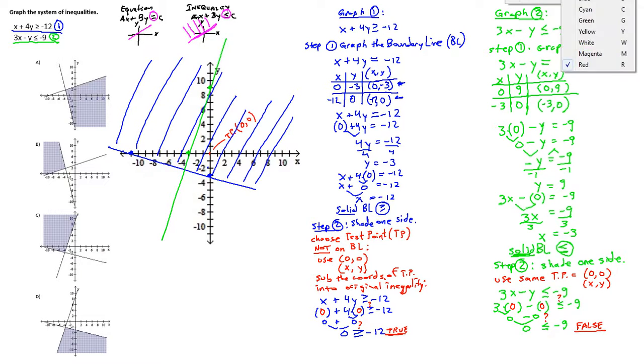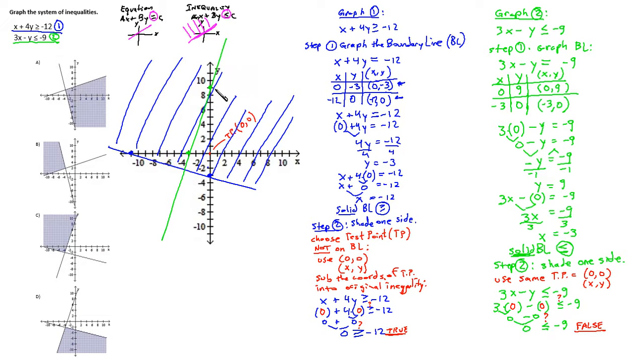So when both parts are false, for less than or equal to, we determine that we get a false for this test point. And remember when we said in the first part, if we get a false for the test point, we don't shade the same side of the boundary line as the test point. We shade the other side.